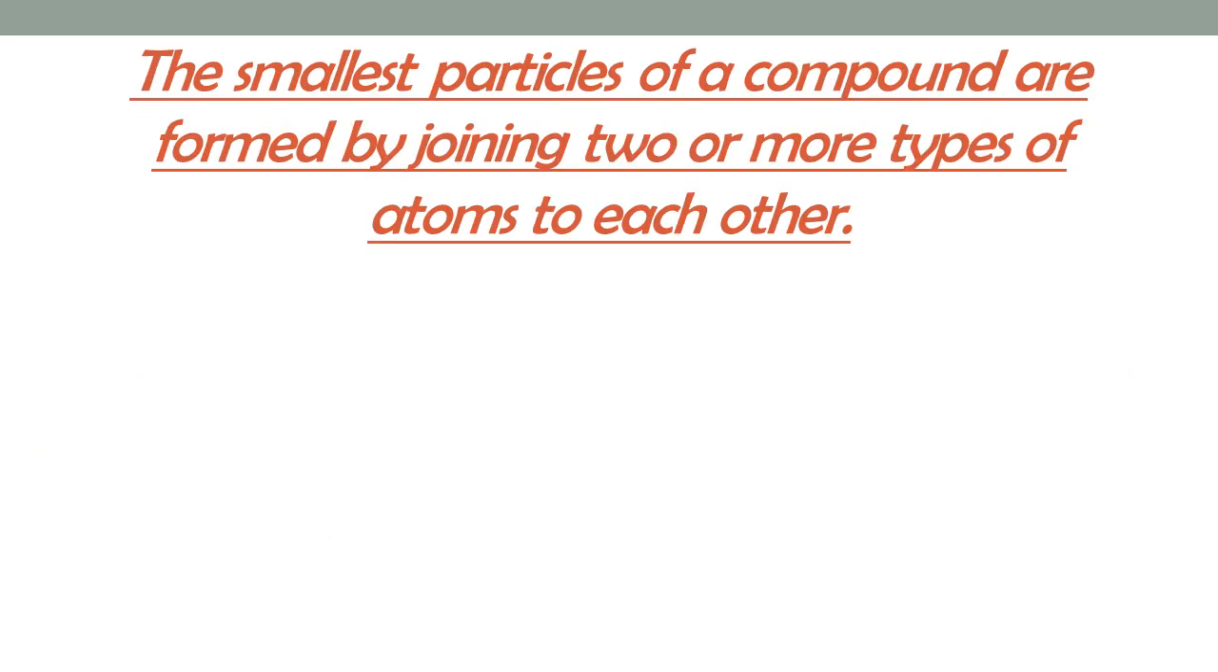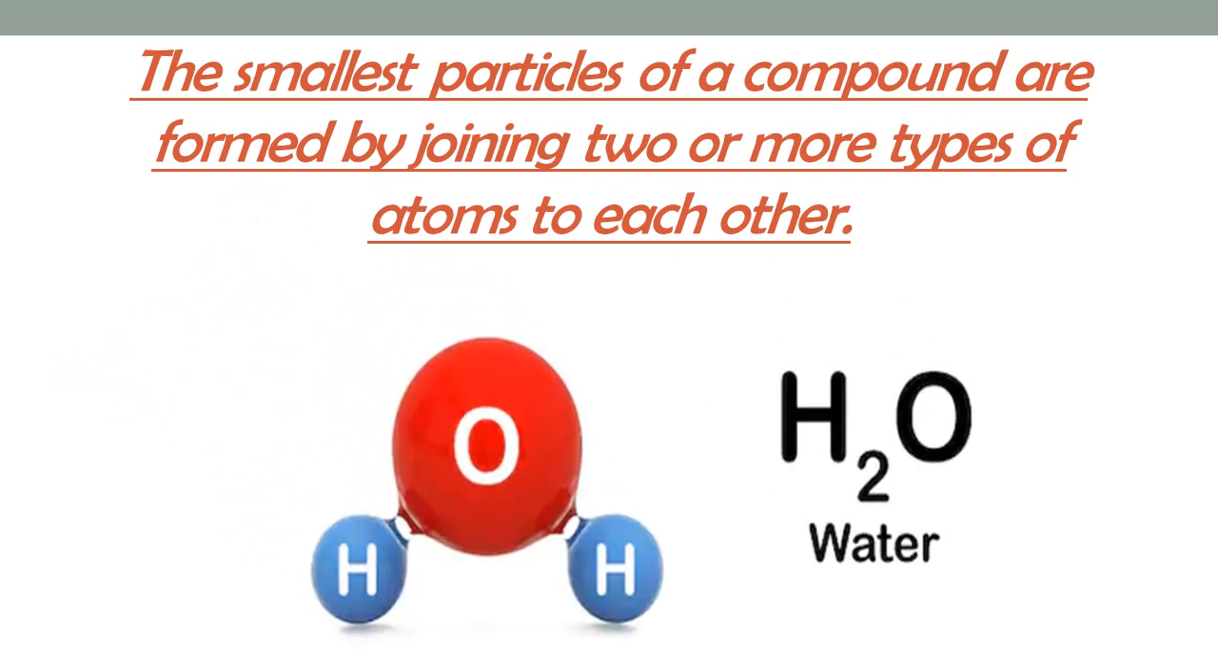The smallest particles, molecules of a compound, are formed by joining two or more types of atoms to each other. For example, each molecule of water contains two hydrogen atoms joined to one atom of oxygen. That means in a water molecule, one oxygen atom and two hydrogen atoms are present, which are bonded together to form a water molecule.